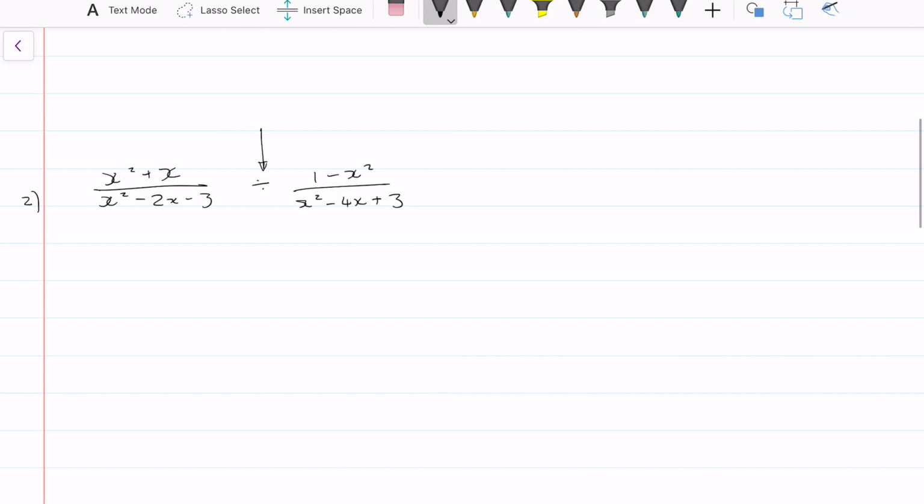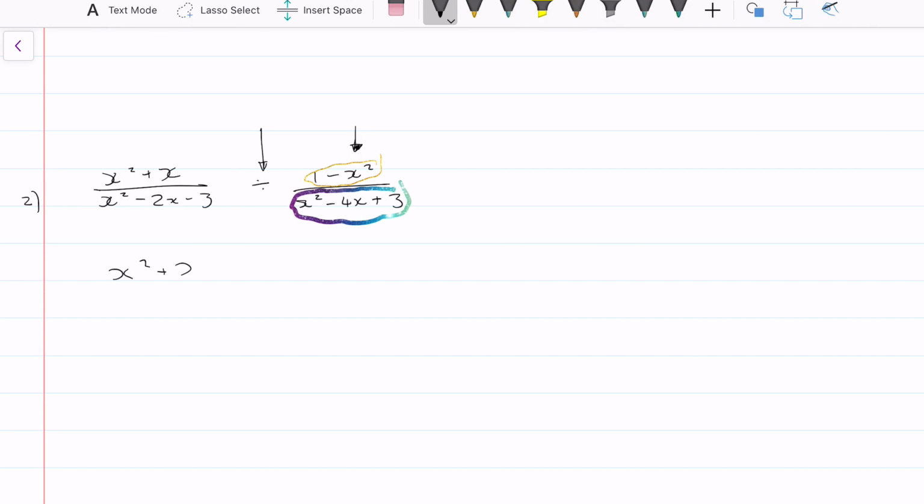Okay, looking at the next question, the first thing I want to deal with is this negative sign. So how do we get rid of this? We need to invert the next term. So by invert, I mean we take the top term, which is this term, and take it to the bottom, and we take the bottom term, which is this term, and move it to the top, and change the sign to a multiplication. So what does that look like?